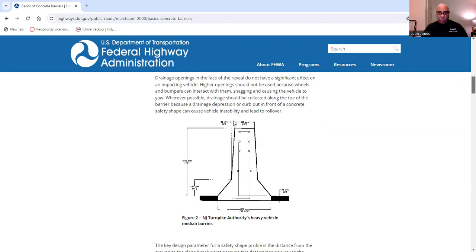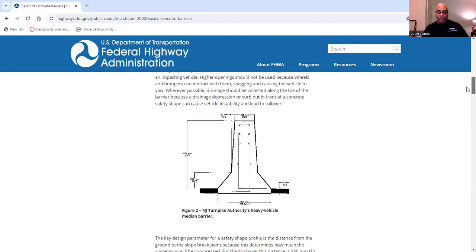It's basically 52 inches high, a foot wide, and 32 1/4 inches wide. And this is from the New Jersey Turnpike Authority. This is where the name Jersey Barrier came from. Now, if you look at this barrier, you see these L's. That's the concrete rebar, because these are concrete barriers made with rebar.